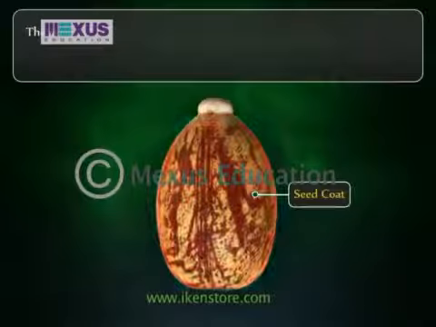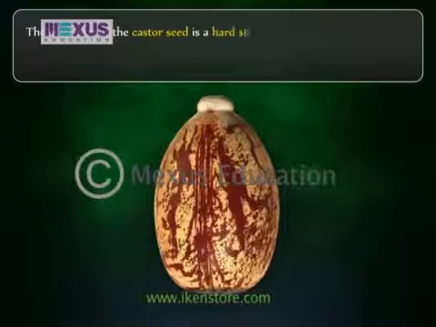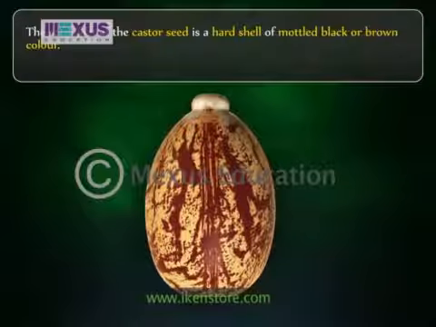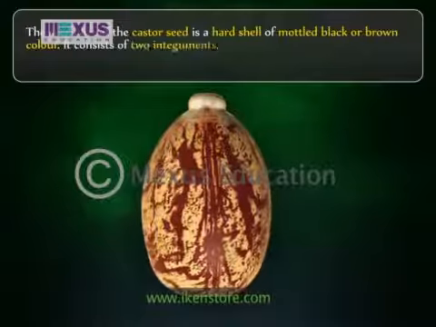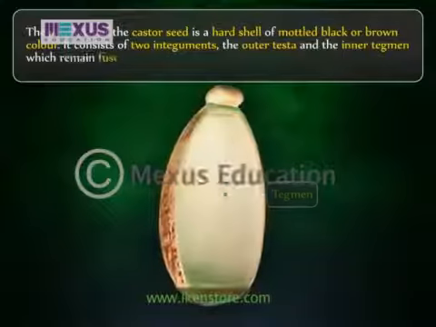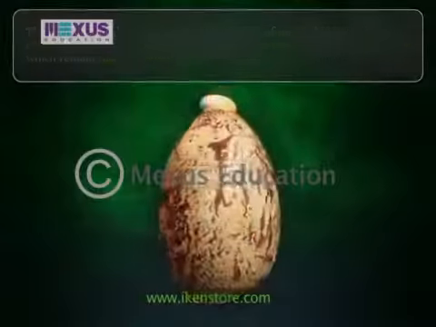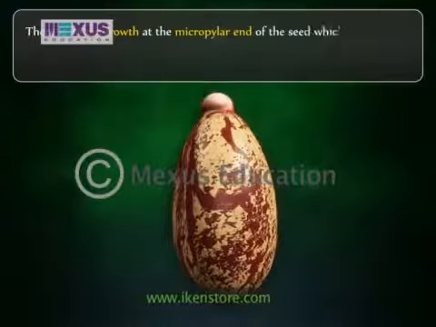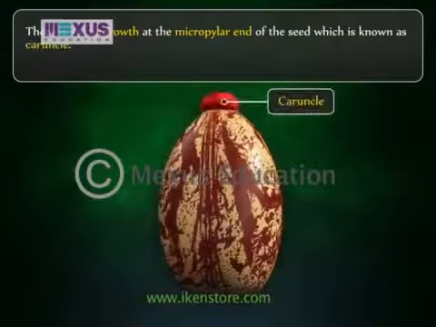The seed coat of the castor seed is a hard shell of mottled black or brown color. It consists of two integuments, the outer testa and the inner tegmen, which remain fused together. There is an outgrowth at the micropylar end of the seed, which is known as caruncle.